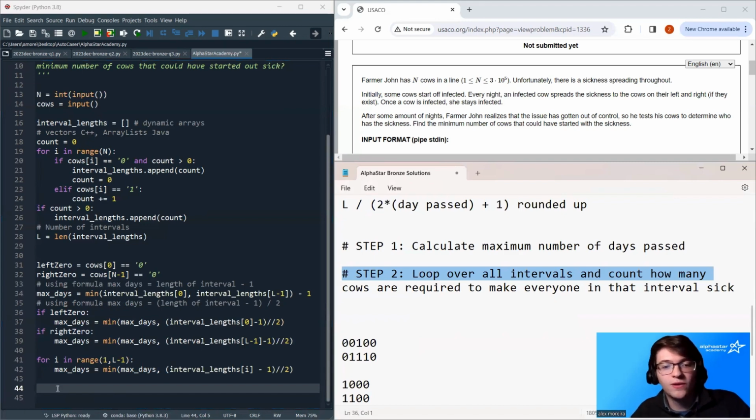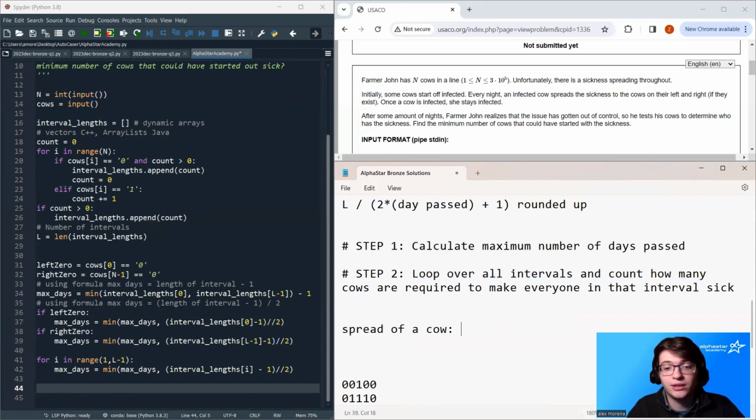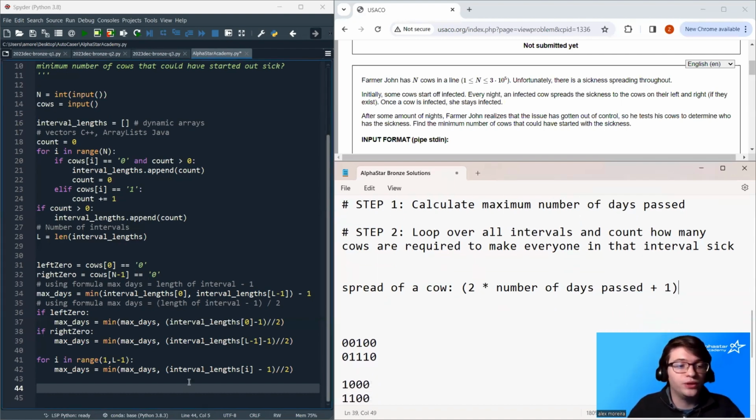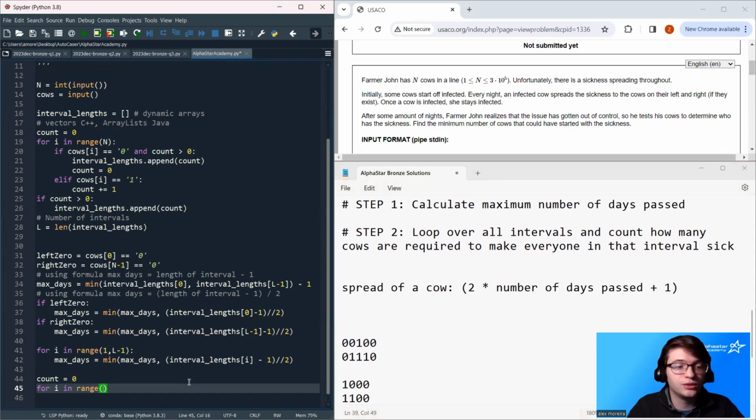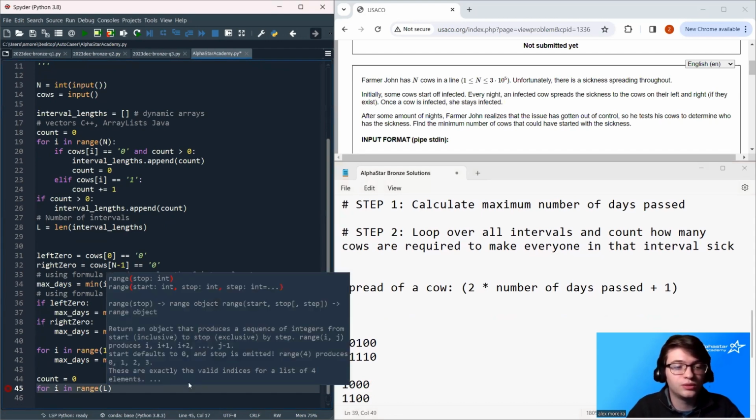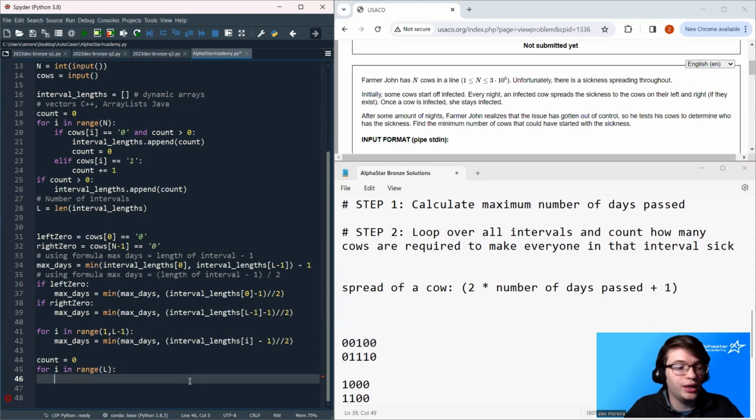We're going to now loop over every single interval and count how many cows are required to make everyone in that interval sick using the max number of days passed. And remember, the idea here was the spread of a cow is exactly 2 times number of days passed plus 1. So therefore, if we start our count at 0 here, we loop over all the intervals, and we count.